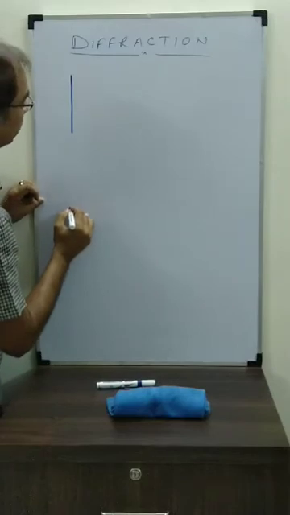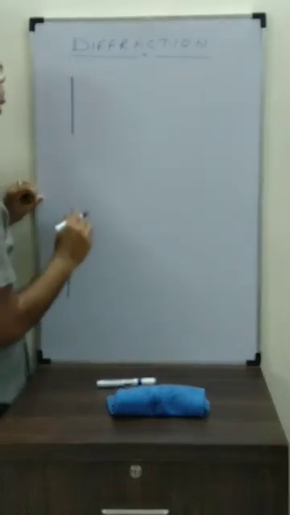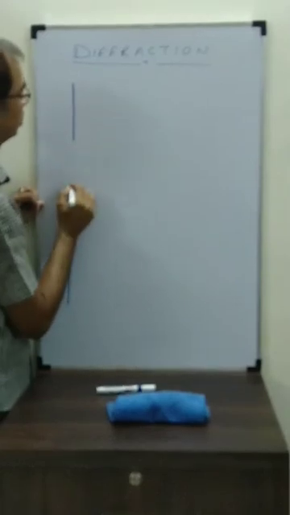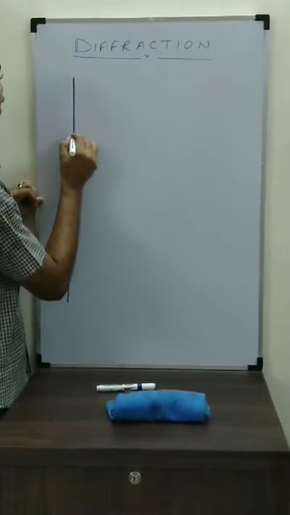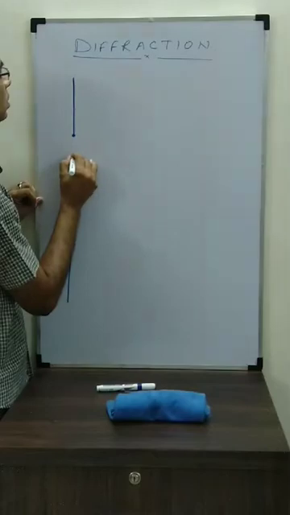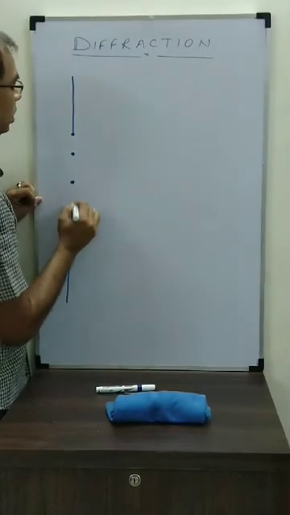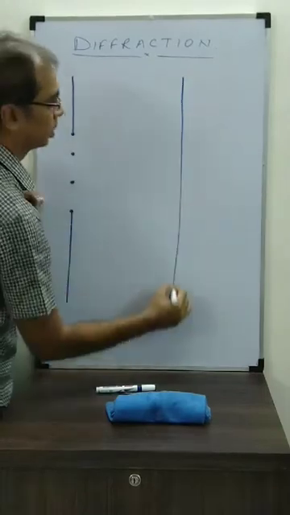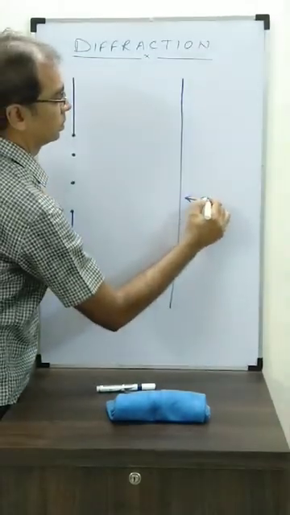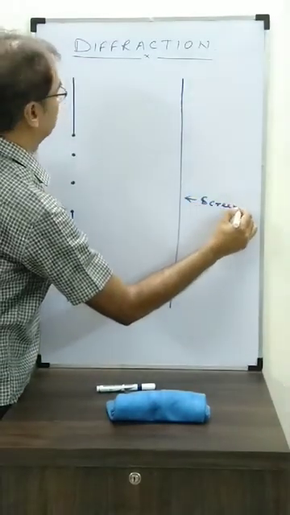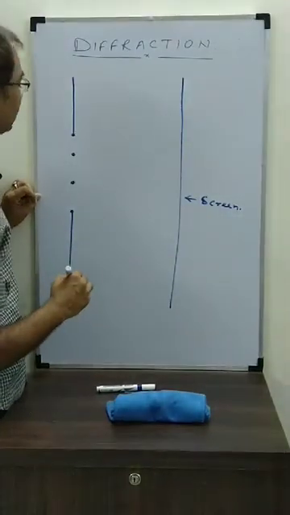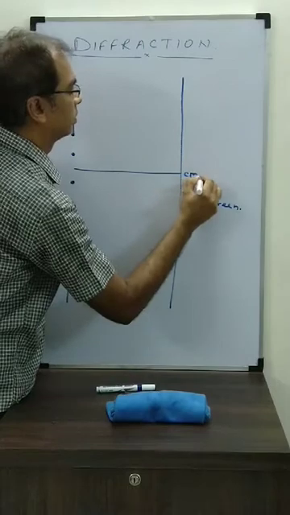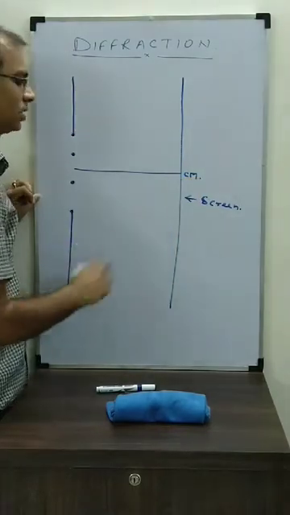If this is the opening, I am going to take 3 zones in that. So let's say zone number 1, zone number 2 and zone number 3. So how many sources have I taken? 1, 2, 3 and 4. 4 sources. This is a screen over here. Exactly in the middle we can say central maximum, or center of the screen.